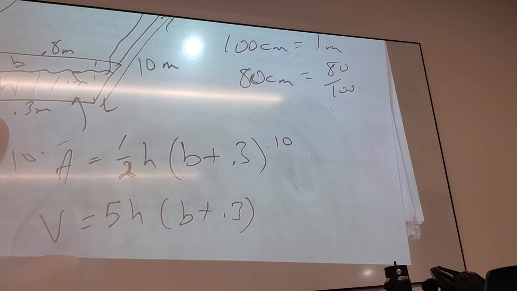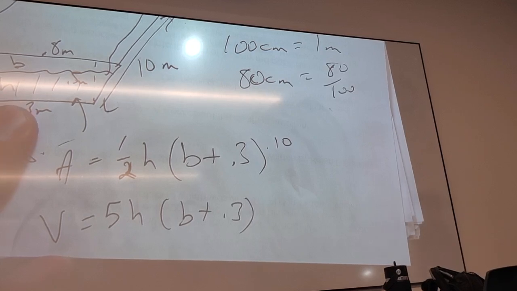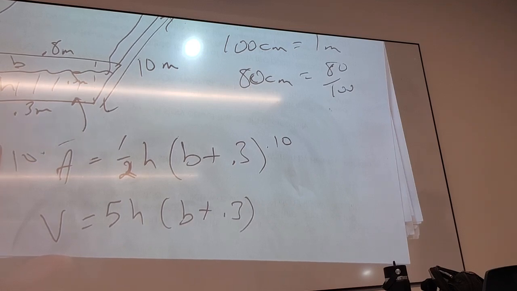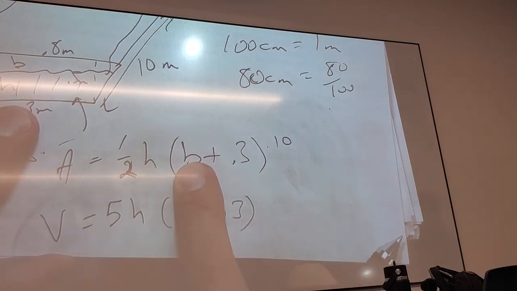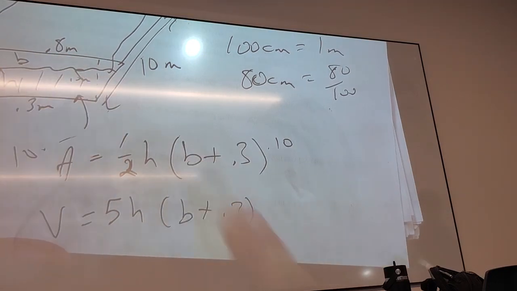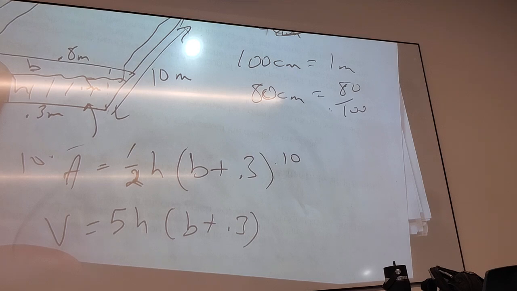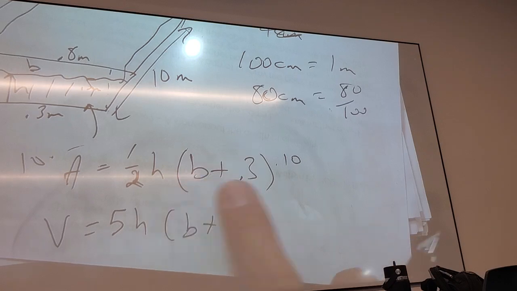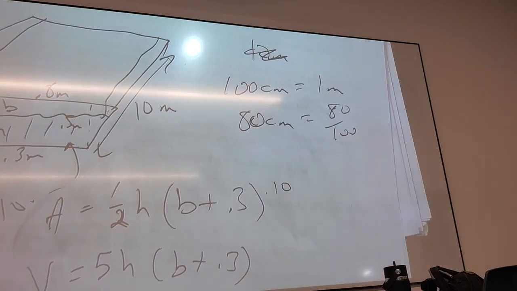H. What is it they ask me about? How fast is the water rising? That's the height. At a time when the water is 30 centimeters deep, that is also the height. So do I care about the base? Do I care about this? They didn't tell me anything about it, and they didn't ask me anything about it, so I want to get rid of it. I want to replace it with a function of H. The example we did last time was we had similar triangles. Yes? Okay.